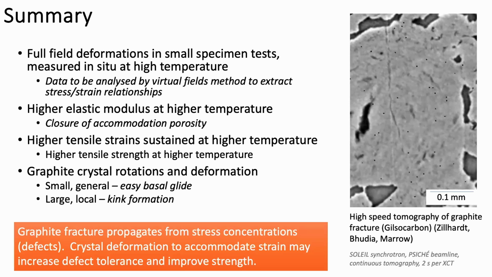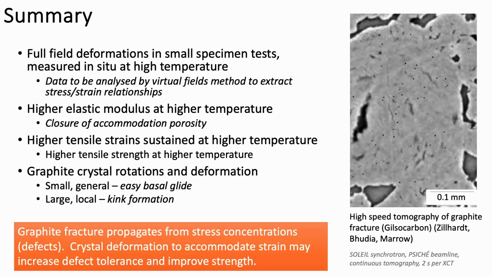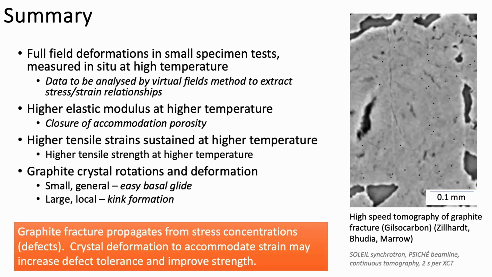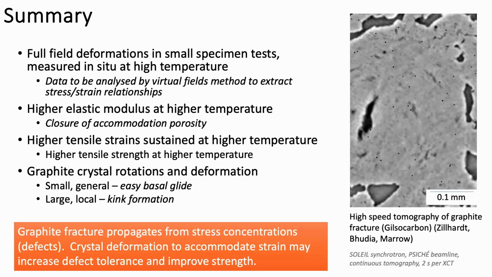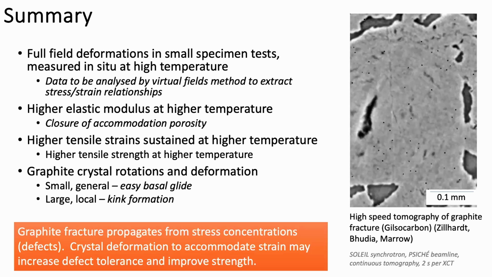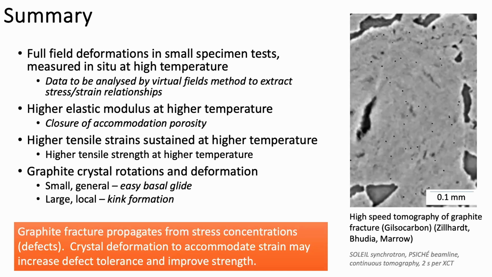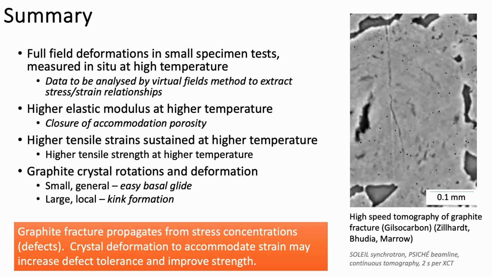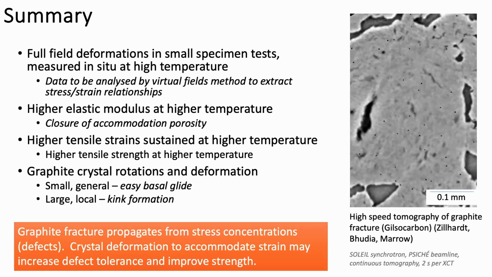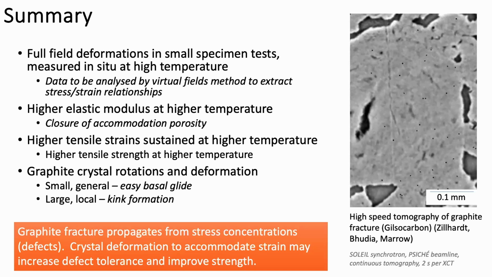This is a high-speed tomography test we did a few years ago at the Soleil synchrotron. Each tomograph is 2 seconds, and you can see graphite fractures by propagation of cracks and stress concentrations, defects in the material. What we believe, maybe wrong, is that because we've got these mechanisms for deformation of the crystal at high temperature, it provides essentially a strain accommodation mechanism, which means the graphite becomes more tolerant to stress concentrations. That means it has higher strength. Are we right? We don't know.